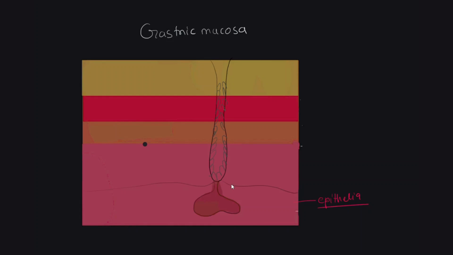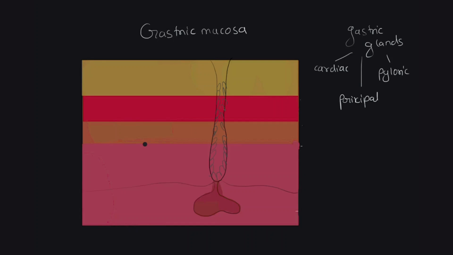It is important to know that at approximately the level of the epithelia, each and every gastric pit is supplied by something known as the gastric gland. There are a number of types of gastric glands, divided into three types: the cardiac, the pyloric, and the principal. Out of all these, the principal type is the most prominent.